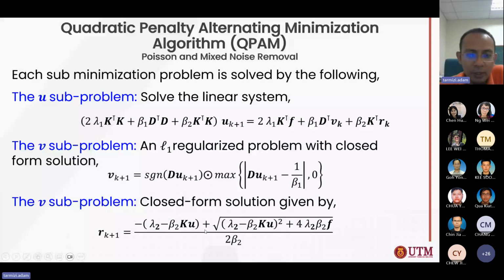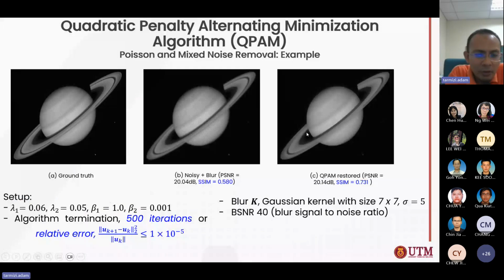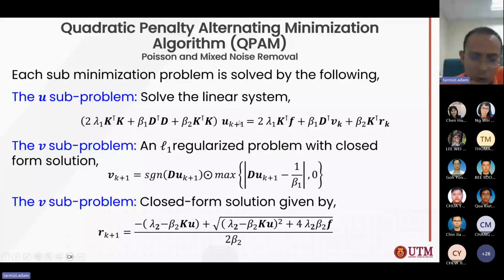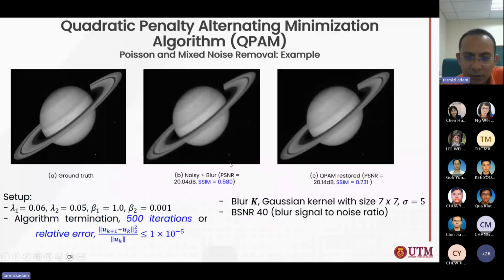Okay, and then we will iterate this. So this is an example for mixed Poisson-Gaussian noise. In this case, the corruption is not just by the mixed Poisson-Gaussian noise; it's also with blur. The blurring is from a Gaussian kernel with size 7 by 7 and standard deviation of 5. So this is the ground truth, this is the corrupted image, and then this is the restoration using the QPAM algorithm.